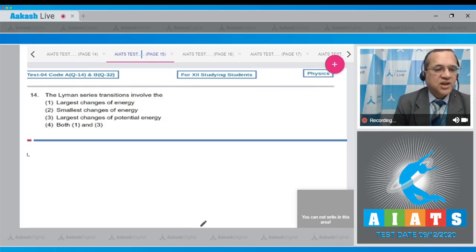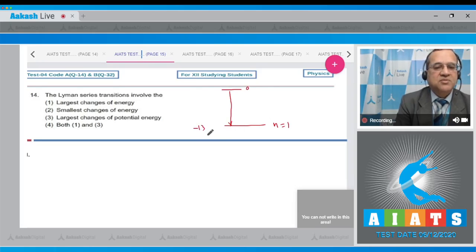The question number 14 is, the Lyman series transition involves the largest change of energy, smallest change of energy, largest change of the potential energy, both 1 and 3. Now dear student, Lyman is just at the bottom, n is equal to 1, and when the electron comes from infinity to this one, you know there is the maximum energy change. In hydrogen spectrum, this value is minus 13.6.